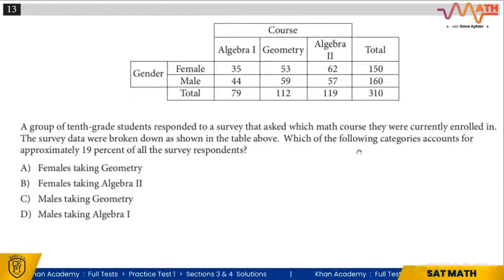Question 13. Grade students responded to a survey that asked which math course they are currently enrolled in. Survey data were broken down as shown in the table above. Each of the following categories account for approximately 19% of all the survey respondents. 19% of all the survey.